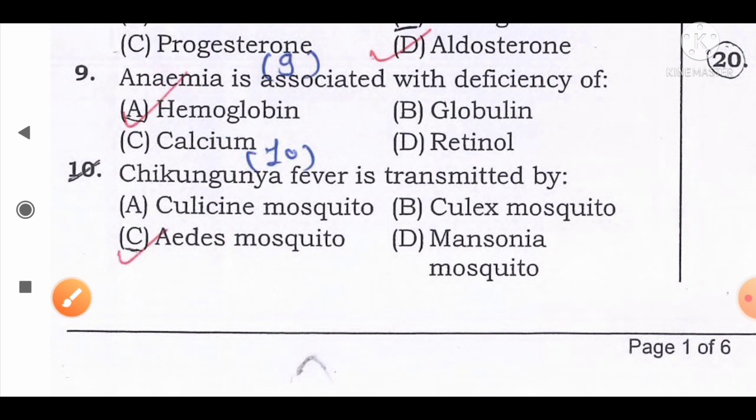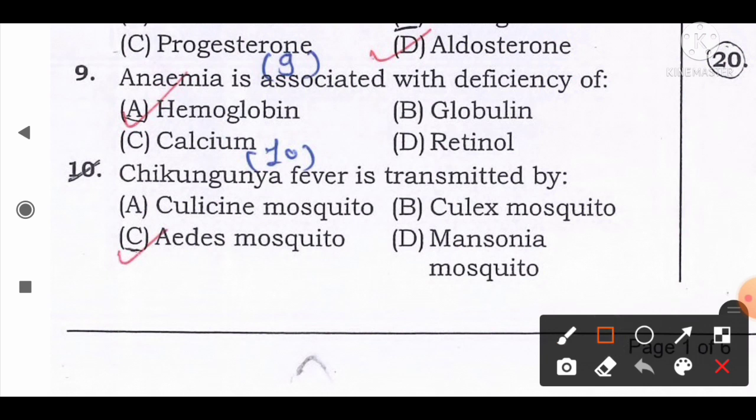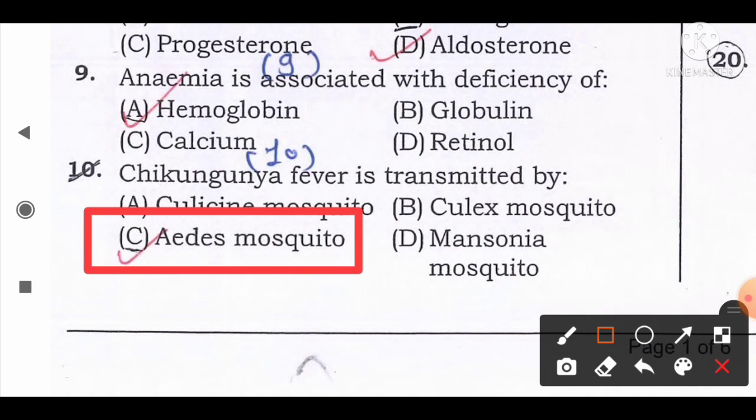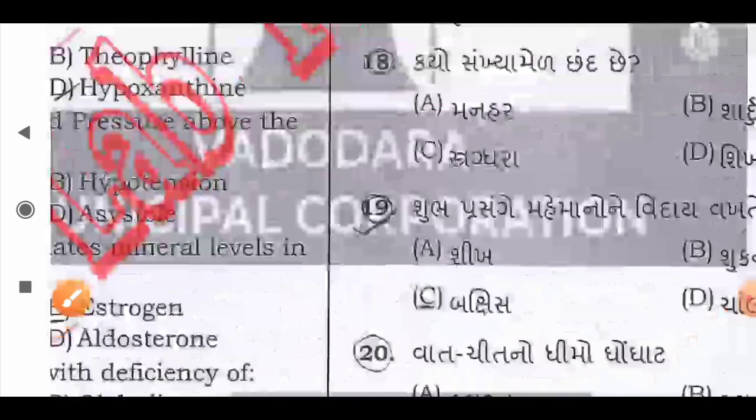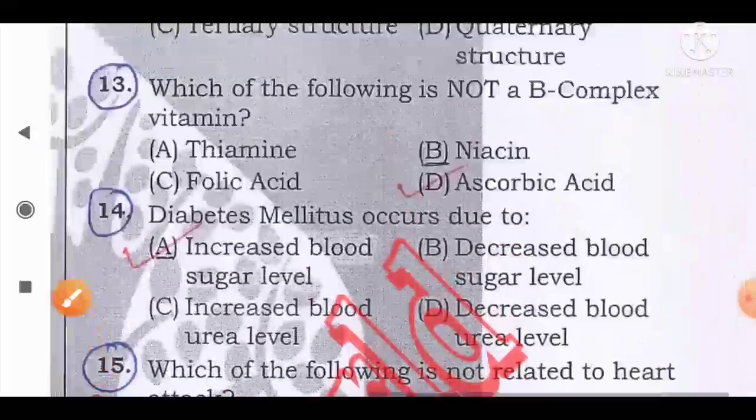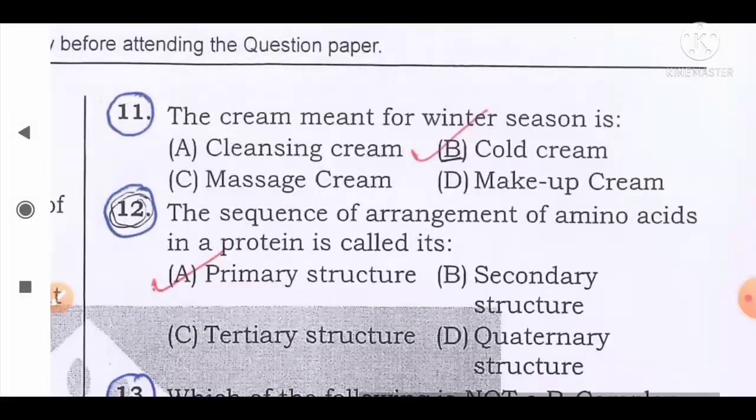Move to the next question, number 10. Chikungunya fever is transmitted by dash option A, culicine mosquito, B, culex mosquito, C, aedes mosquito, D, mansonia mosquito. And the correct answer is, it is transmitted by aedes mosquito. So option C, aedes mosquito, is the correct answer for this question. Move to the next question, number 11.